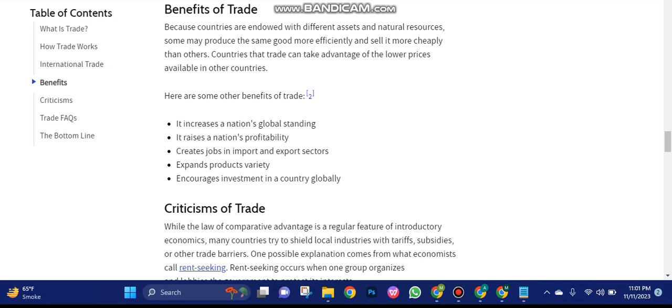Benefits of trade: countries are endowed with different assets and natural resources. Some may produce the same good more efficiently and sell it more cheaply than others. Countries that trade can take advantage of the lower prices available in other countries. Here are some other benefits of trade.